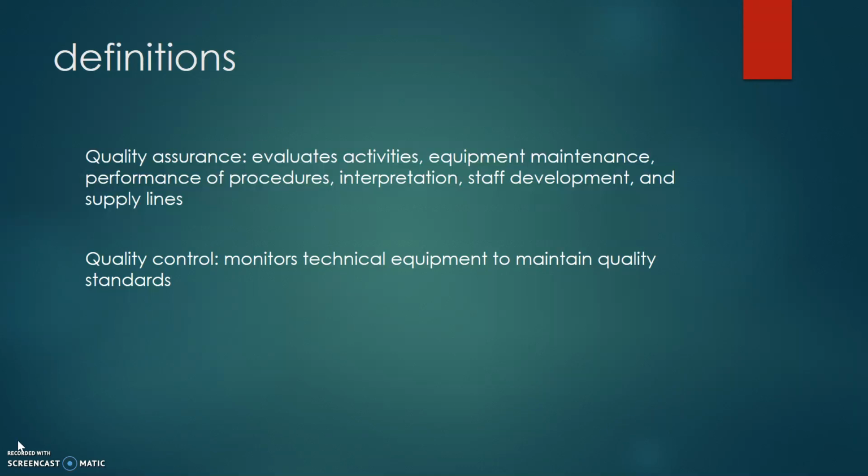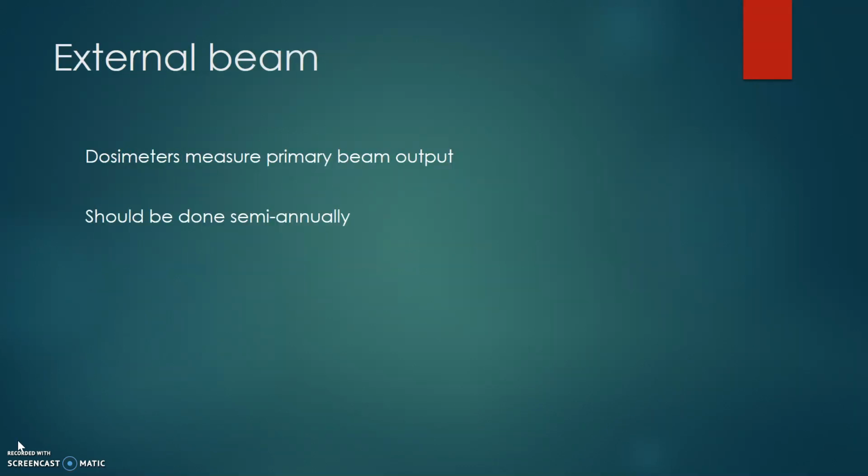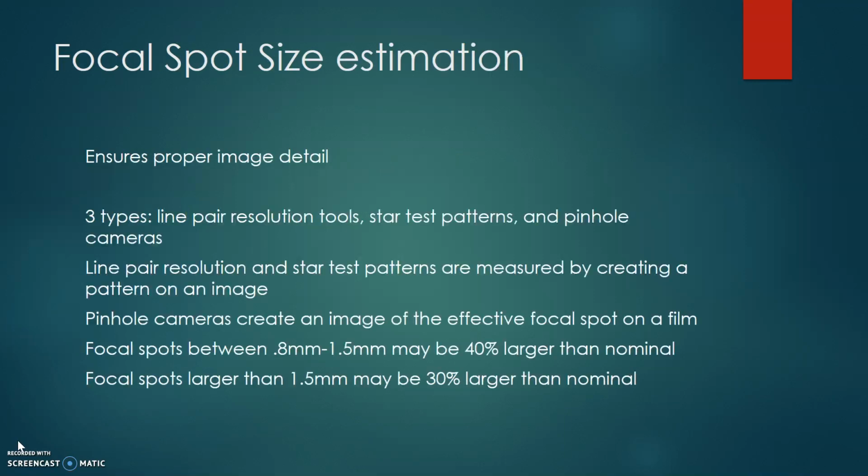Quality assurance evaluates activities, equipment maintenance, performance of procedures, interpretation, staff development, and supply lines. Quality control monitors technical equipment to maintain quality standards. For external beam evaluation, dosimeters measure primary beam output, and this should be done semi-annually.